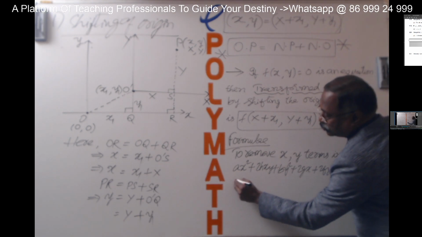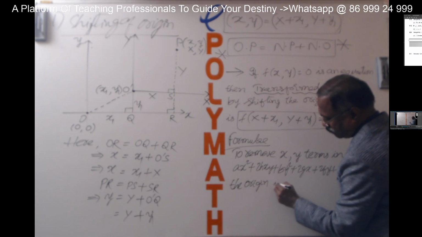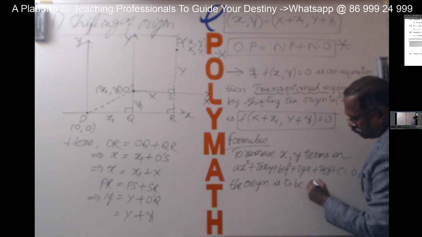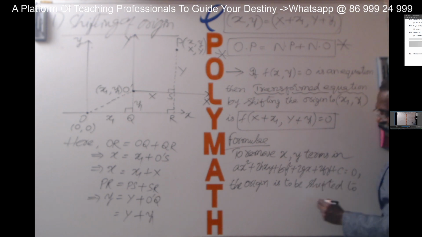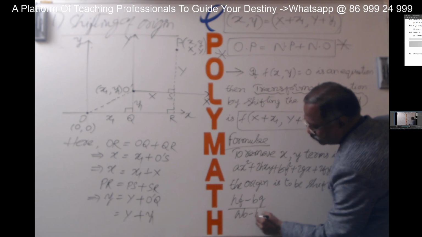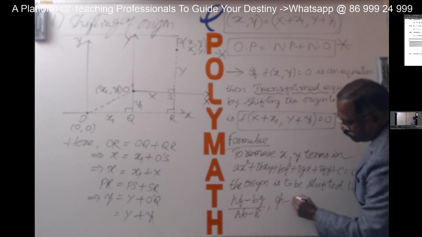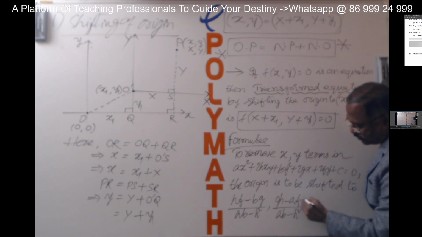To remove this, the origin is to be shifted to hf minus bg by ab minus h square comma gh minus af by ab minus h square.